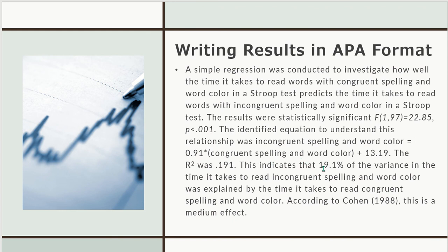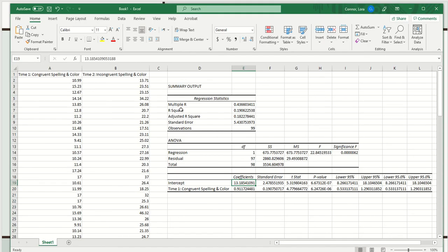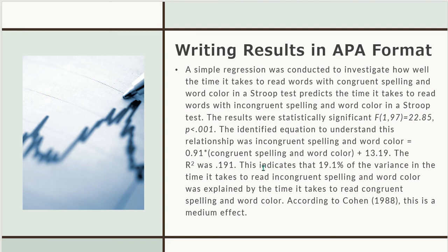Okay, so this indicates that, then you report the r-square was 0.191, which was right here, 0.191, it's rounded. This indicates that, we turn that into a percentage, 19.1% of the variance in the time it takes to read incongruent spelling and word color was explained by the time it takes to read congruent spelling and word color. According to Cohen 1988, this is a medium effect size. So that's how you would write it in APA format.